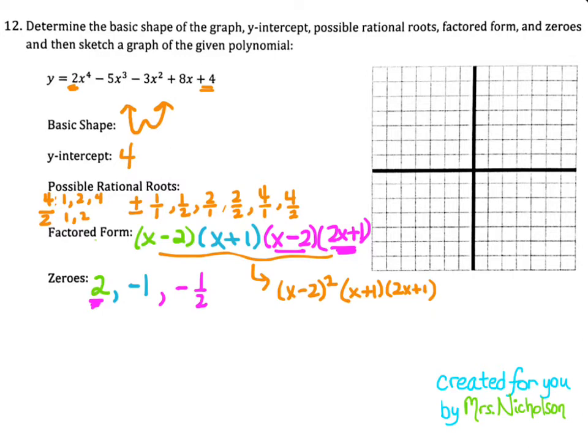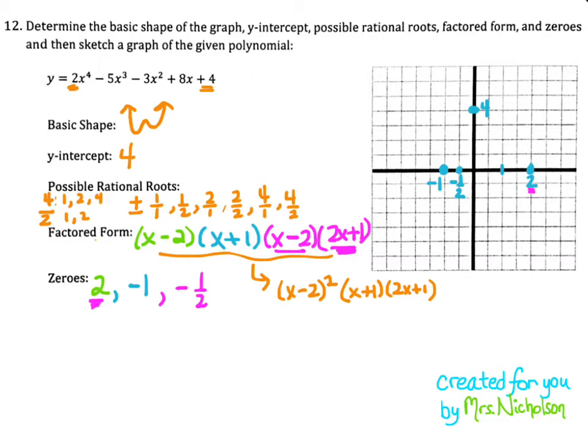Let's see, I think I'm going to count by halves here. I'm going to make this be negative 1. Let that be negative 1/2. And then my other 0 would be over here at 2. And let's see, I had a y-intercept of 4. So I'll mark that point right there. That's 4. And we know that our graph is opening up. I need to keep in mind that 2, that's my double root.